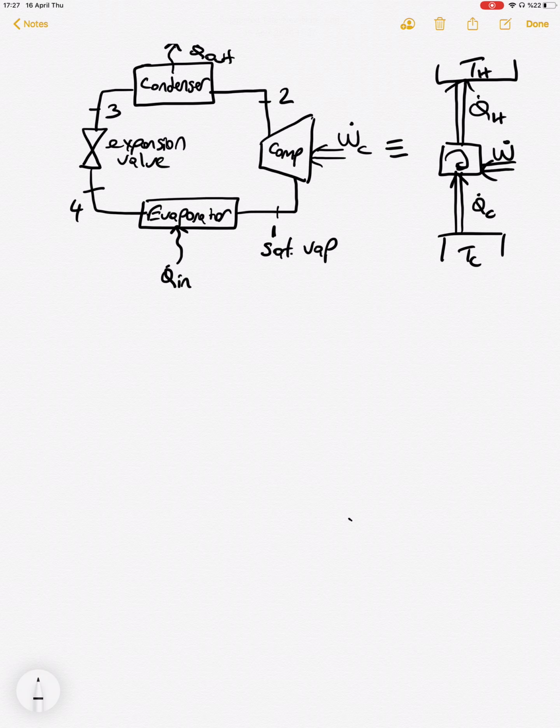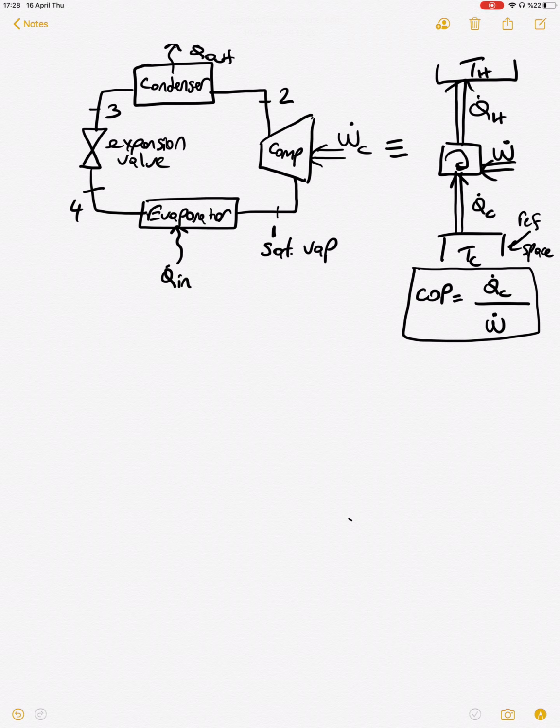Here our performance criterion for the system is the coefficient of performance. The desired output is, this is the refrigerated space that you want to cool, how much energy you are removing from this refrigerated space, and in order to do that, how much work you need. This coefficient of performance is generally greater than 1.